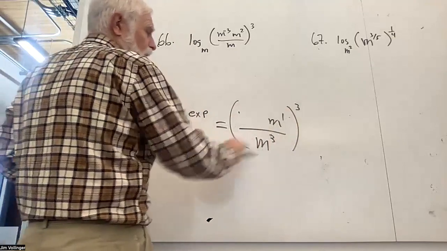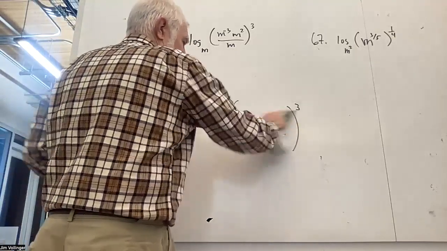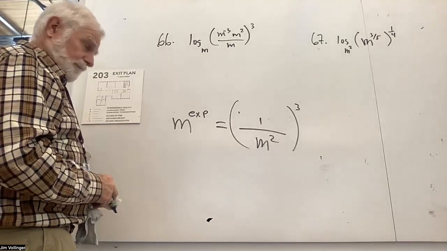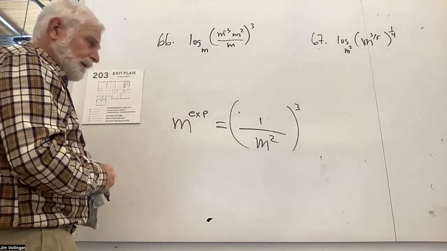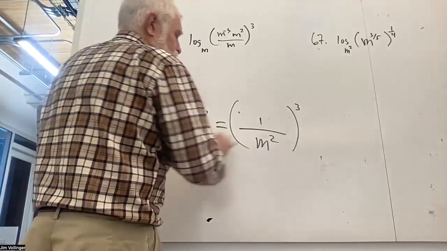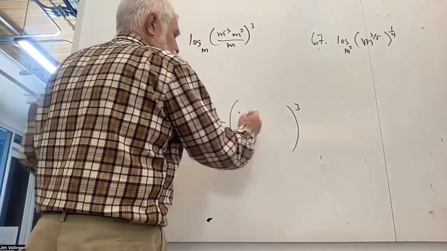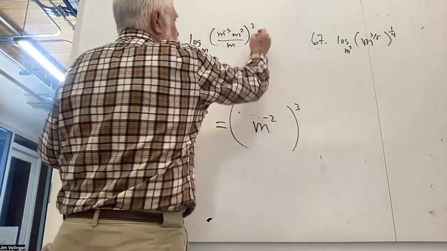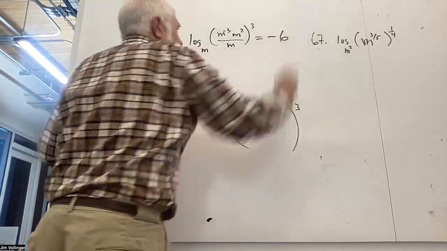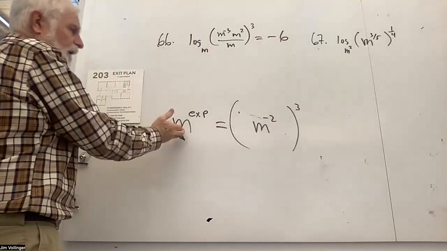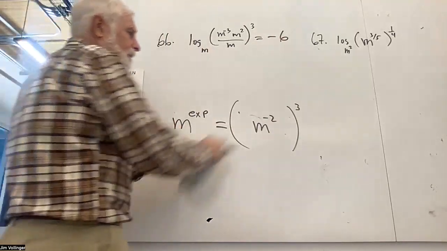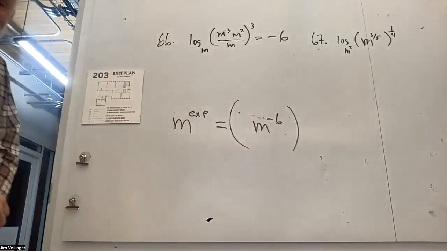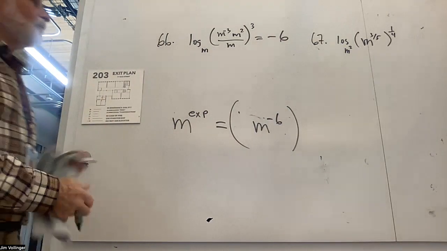I see 2 more in the denominator, but reducing requires me to put the number 1 there. 1 over m squared can be written as m to the minus 2. And minus 2 to the 3 gets us our answer, negative 6. That's the exponent I have to put on top of m to get this. You might want to play that more than once.